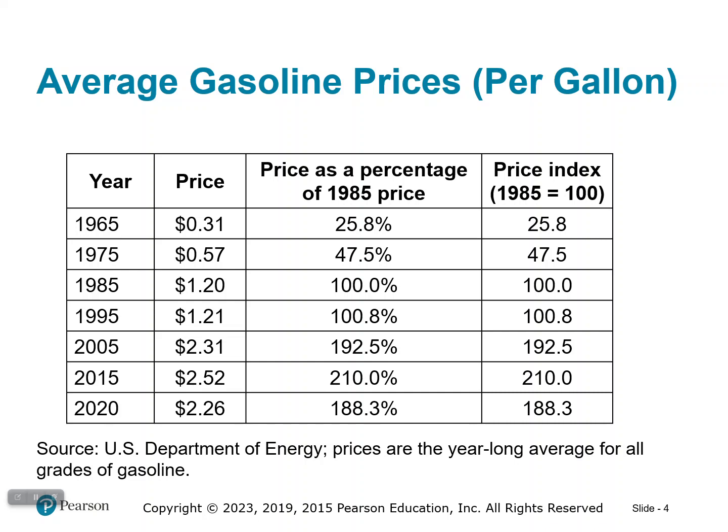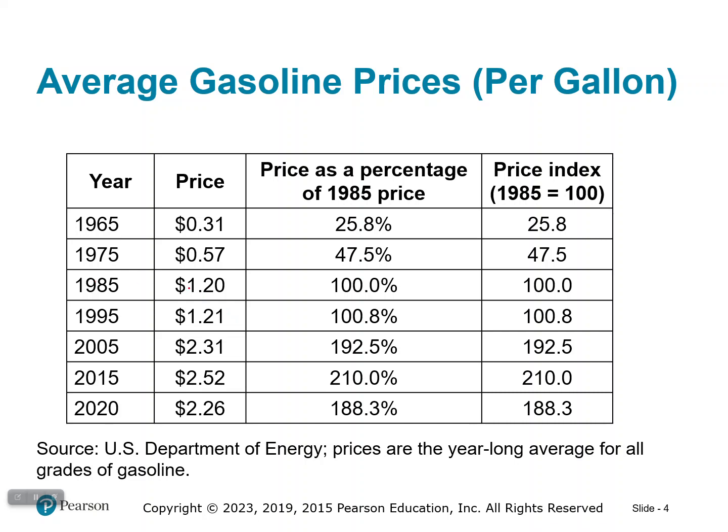Okay, so average gas prices per gallon. U.S. Department of Energy for 65, 75, 85, 95, 05, 15, and 2020. Now, this is the price per gallon. Yeah, I remember this. Man, I miss those days. This 226, I don't know where they are. Definitely not where I was paying for gas in 2020.